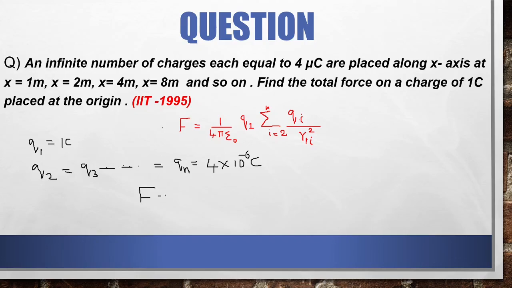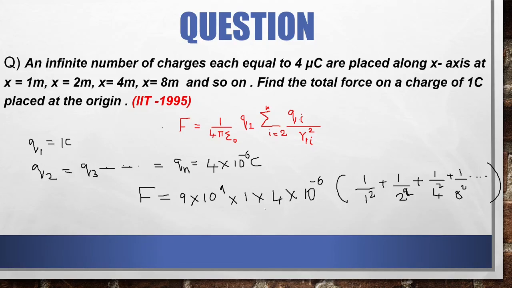F is equal to 1 by 4 pi epsilon 0, the value of which is 9 into 10 raised to 9, and the value of Q1 is 1. We can take Qi out of the summation since it is a constant value, and write it as 4 into 10 raised to minus 6. So now we get this equation, and if you just look at this part of the equation, you could find it as a geometrical progression series.